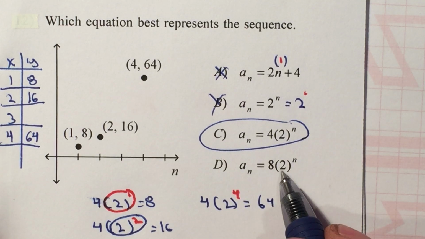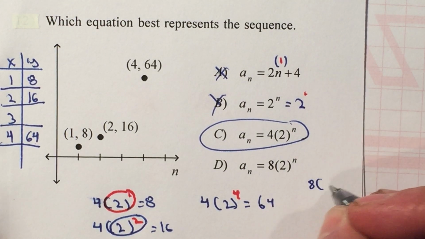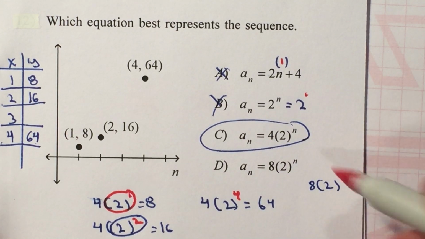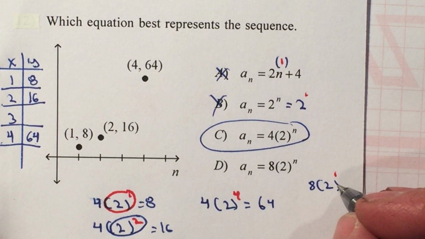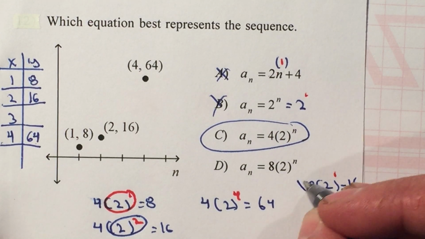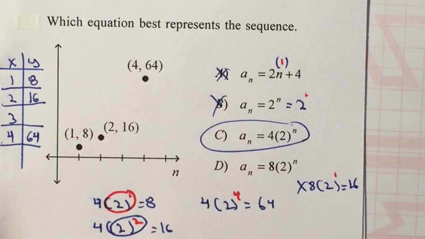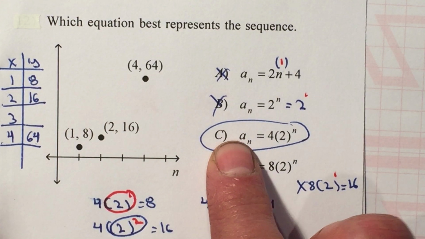Now be careful. For example, on letter D, if you plug in a 1, 8 times 2 to the first power, it gives you 16. So just make sure you test each one, and even if it works for the first one, it should work for all the points that are given to you. But in this case, your answer is letter C.